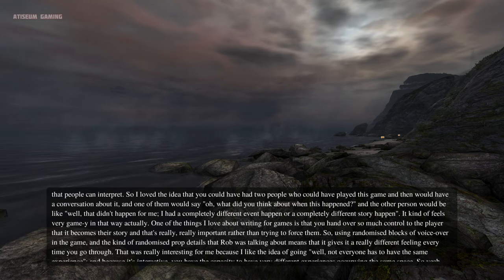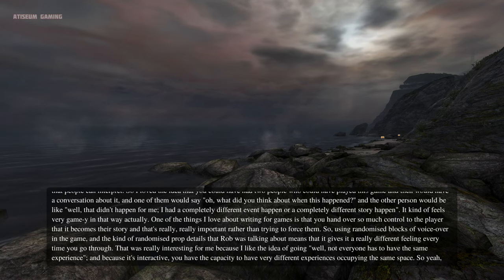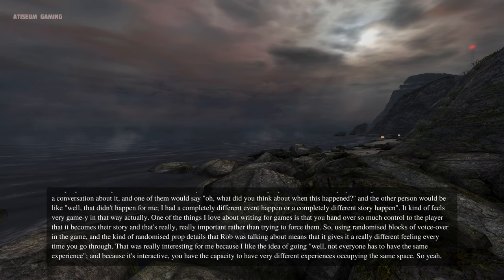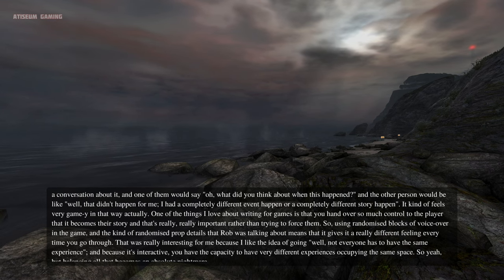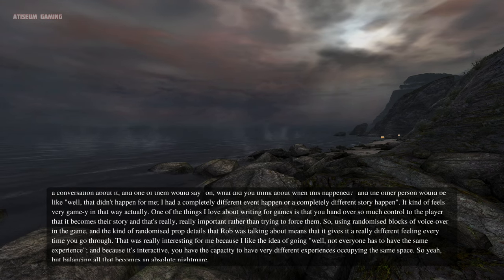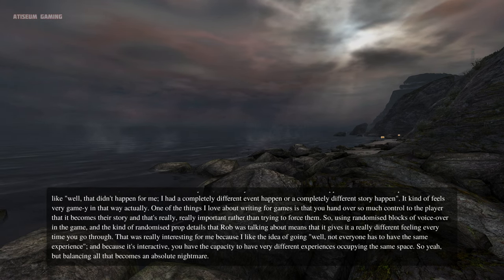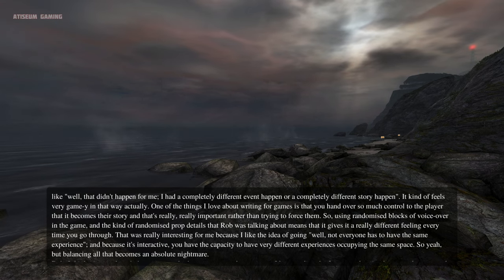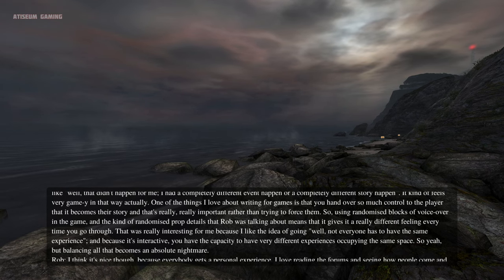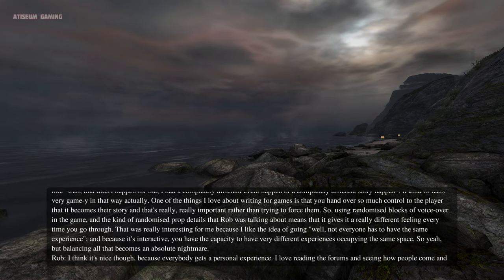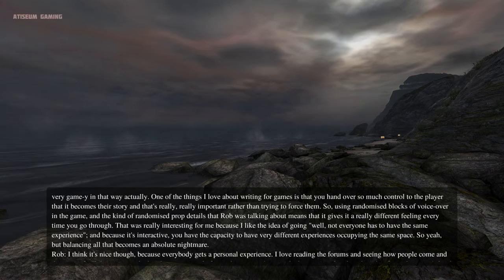And it feels very gamey in that way, that actually one of the things I love about writing for games is that you hand over so much control to the player that it becomes their story, and that's really, really important rather than trying to force them. So using randomised blocks of voiceover in the game and the randomised prop details that Rob was talking about means that it gives it a really different feeling every time you go through. And that's interesting for me, because I like the idea of going, well, not everyone has to have the same experience, and because it's interactive, you have the capacity to have very different experiences occupying the same space. So yeah, but balancing all that then becomes an absolute nightmare.